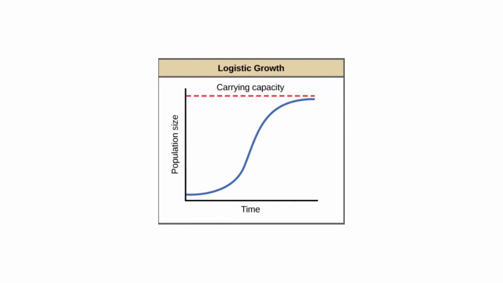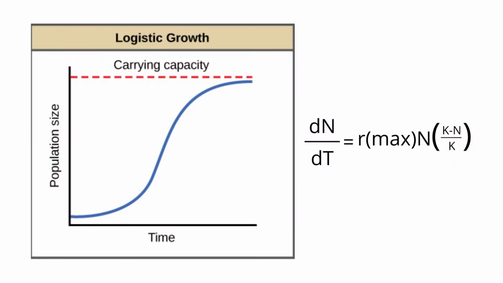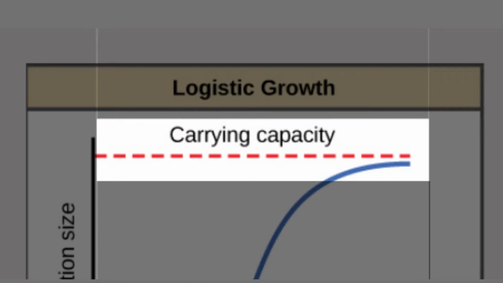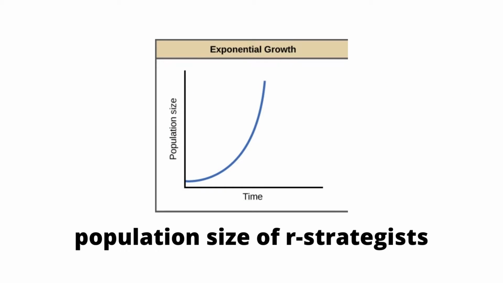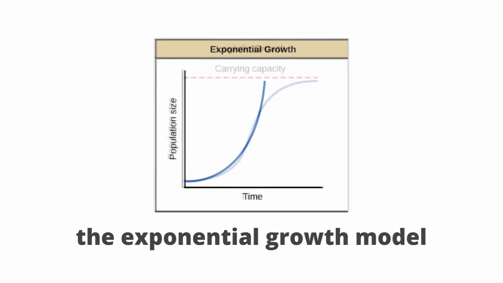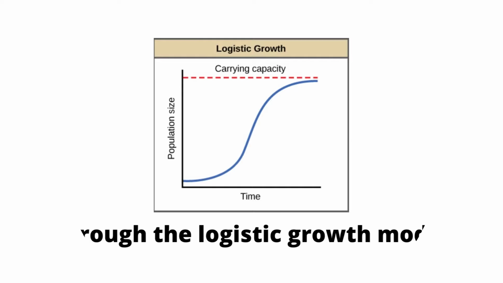Meanwhile, the S-shaped curve or the sigmoidal or logistic growth model depicts limited growth. Unlike the first model, the logistic growth model tells us that the population eventually slows down and stops as it reaches the carrying capacity, thus reaching equilibrium. The population size of R strategists is usually observed through the exponential growth model, while that of K strategists is seen through the logistic growth model.